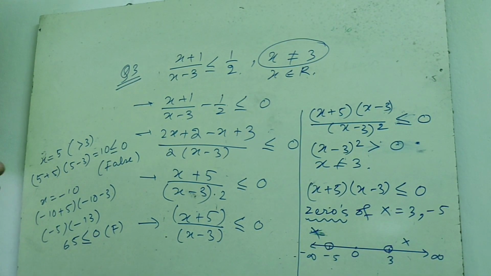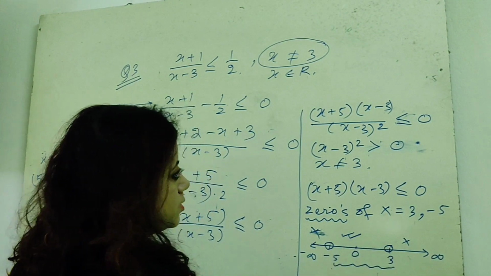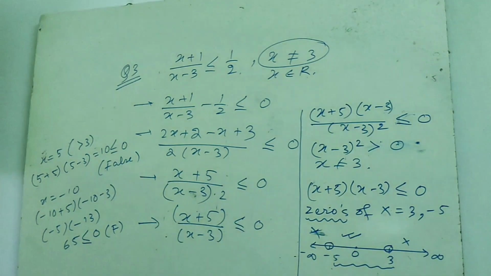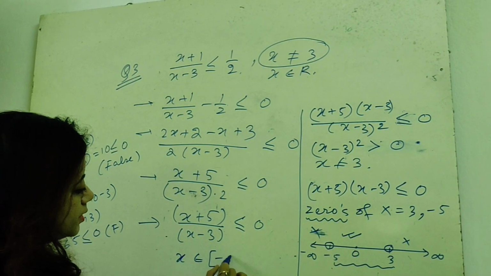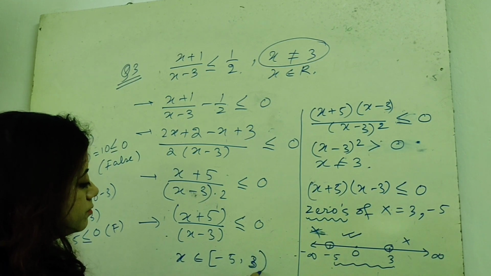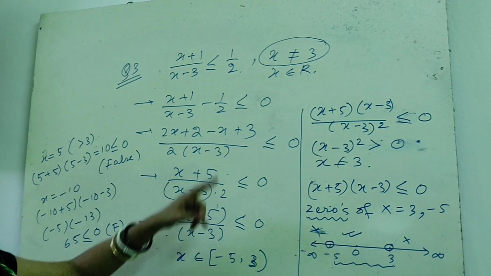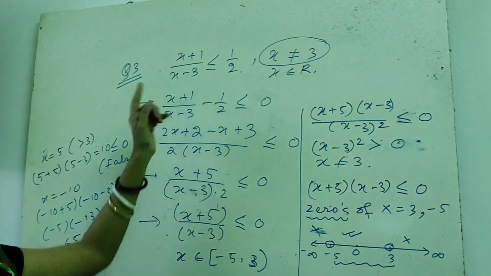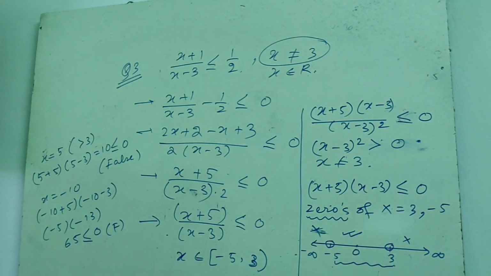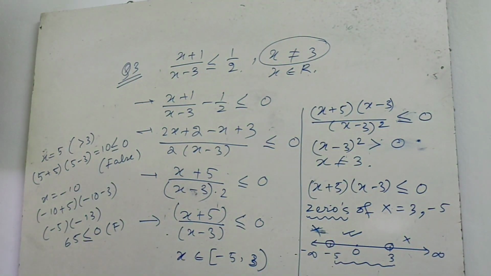So the middle portion is the one. The values will reside in this position. So the answer will be x belongs to third bracket minus 5, 3, first bracket. Why first bracket? It is first bracket because x will not take 3. It is given in the question paper, x is not equal to 3. If I put x equal to 3, the whole problem becomes undefined. So the solution is x belongs to minus 5, comma 3, first bracket.